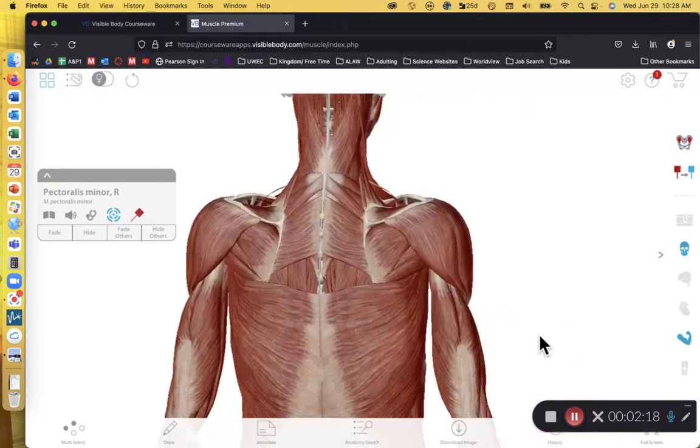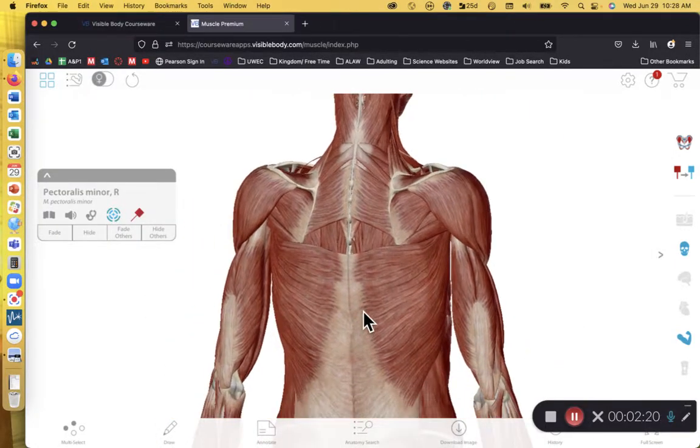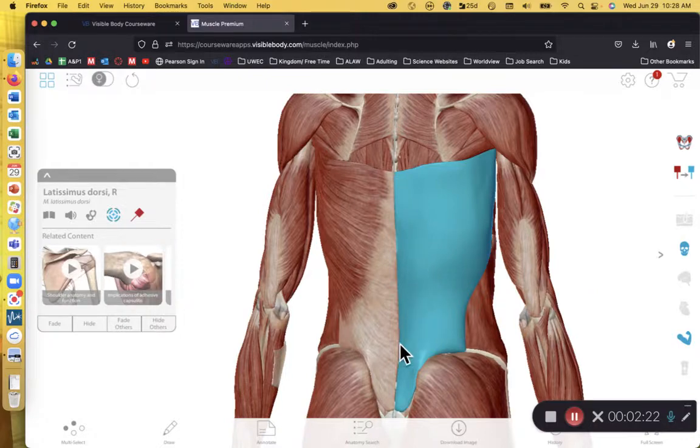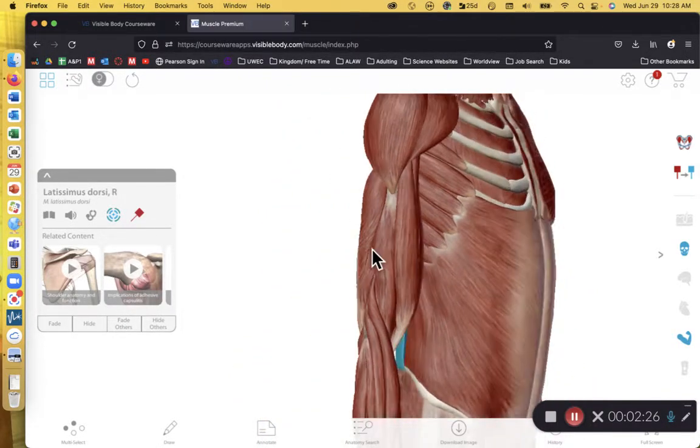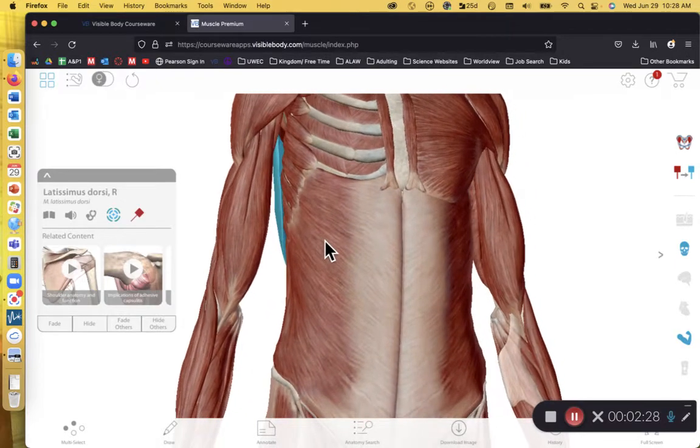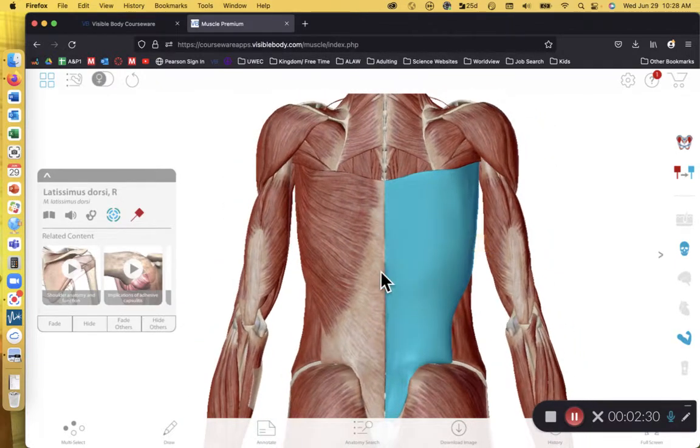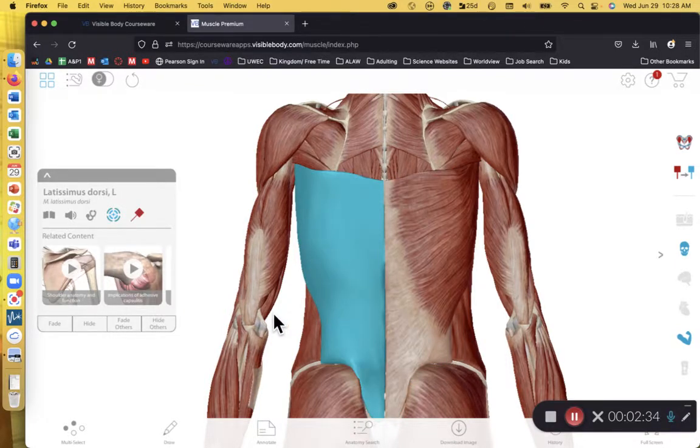So as we look at the posterior of the back, there's this large sheet-like muscle that is both posterior and bends around laterally to the lateral margins of the body. This is the latissimus dorsi. Here's the right lat. Here is the left latissimus dorsi.